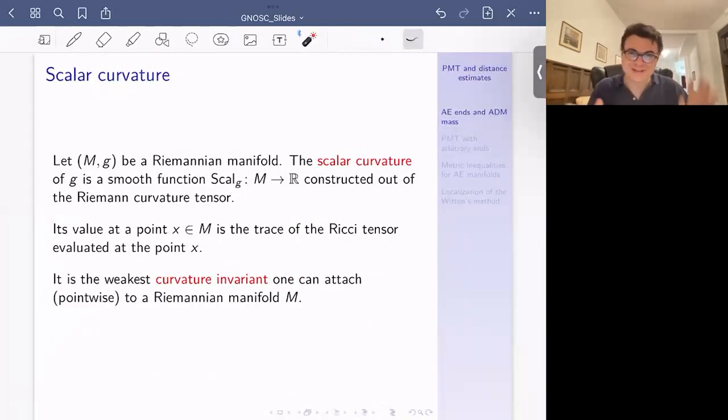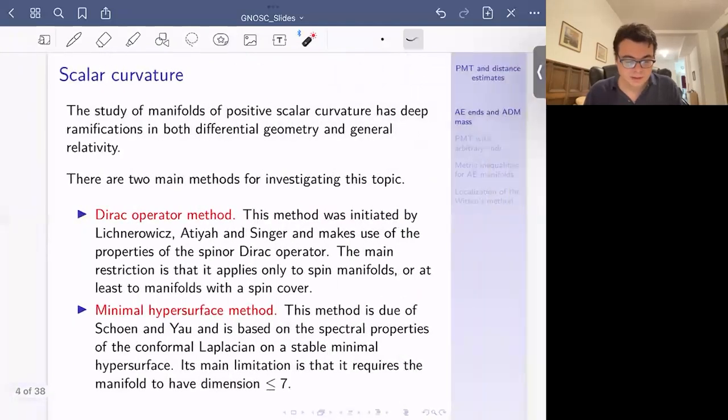So first of all, the main topic is going to be, of course, scalar curvature. In a first screen, I just introduce the main actor. Everybody in this room knows what the scalar curvature is. It's the weakest curvature invariant that can be attached, at least pointwise, to a Riemannian manifold. One of the ways to look at it is the trace of the Ricci tensor.